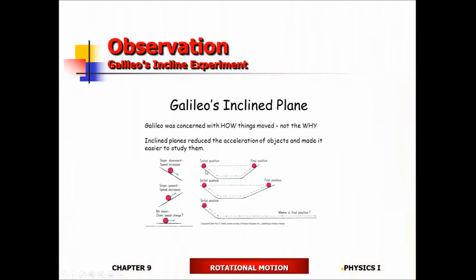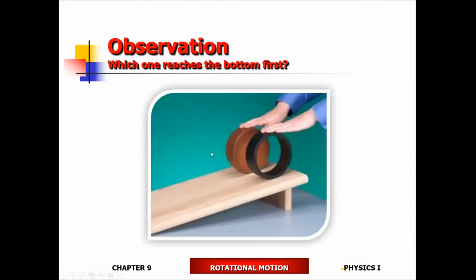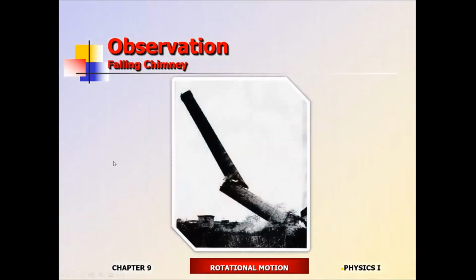Galileo's incline experiment. The premise of the experiment is to slow the motion down because he was trying to figure out the acceleration due to gravity. But for it to work, objects rolling down should be rolling at the same acceleration, right? Would they be accelerating at the same rate? Falling chimney is going to break at some point, somewhere in the middle. So the question is why?